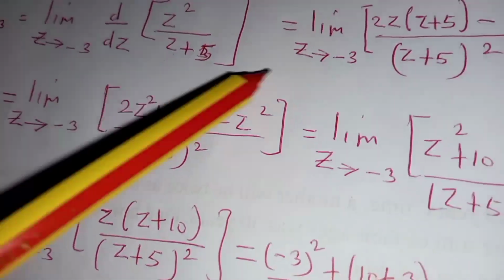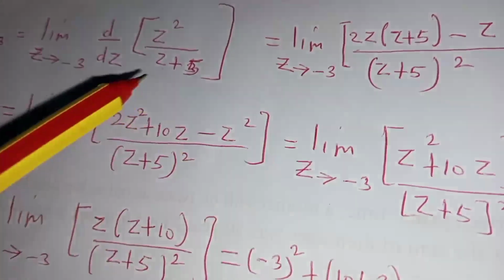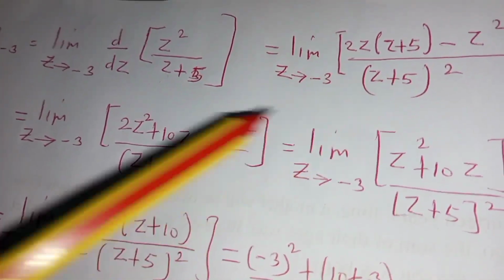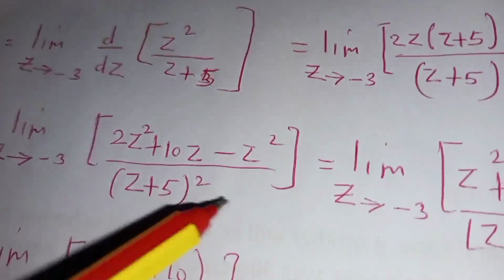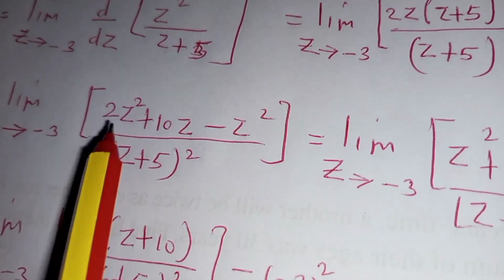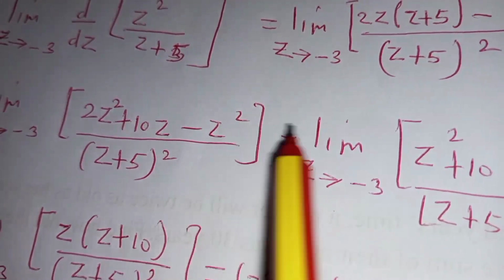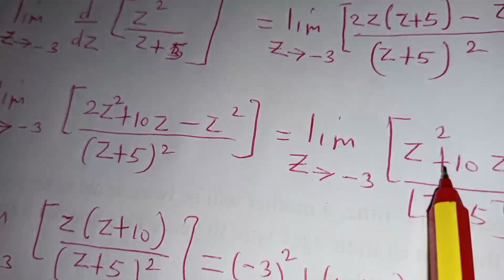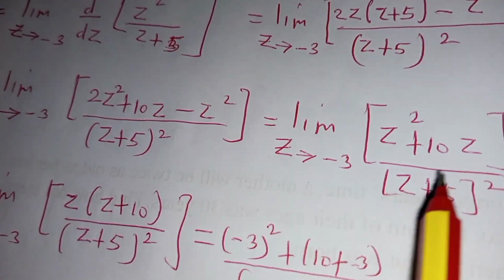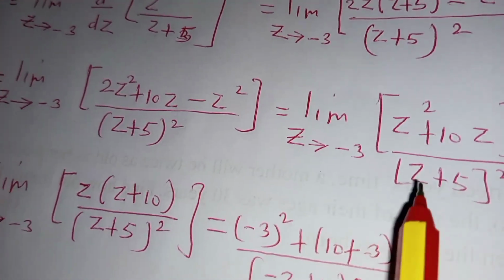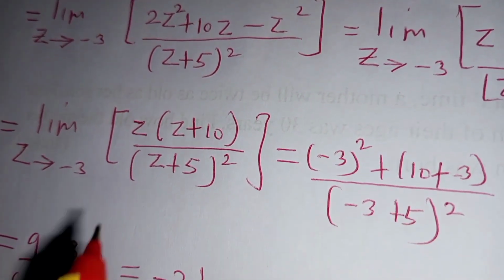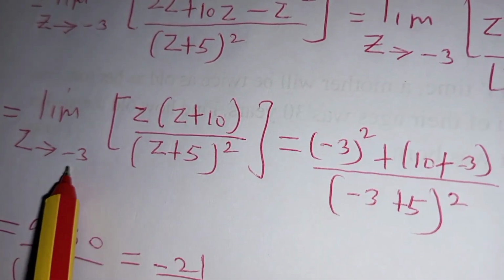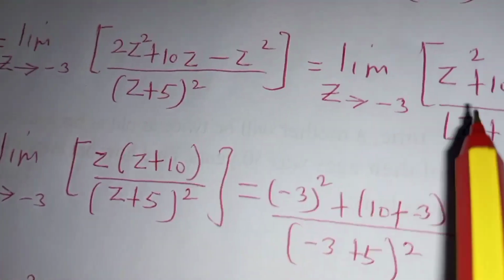Then you remove the bracket. Here you will have 2Z squared plus 10Z minus Z squared divided by the denominator squared. So 2Z squared minus Z squared will give us Z squared plus 10Z divided by Z plus 5 squared. Then from there we substitute the limit. Where you have Z, you substitute with negative 3.